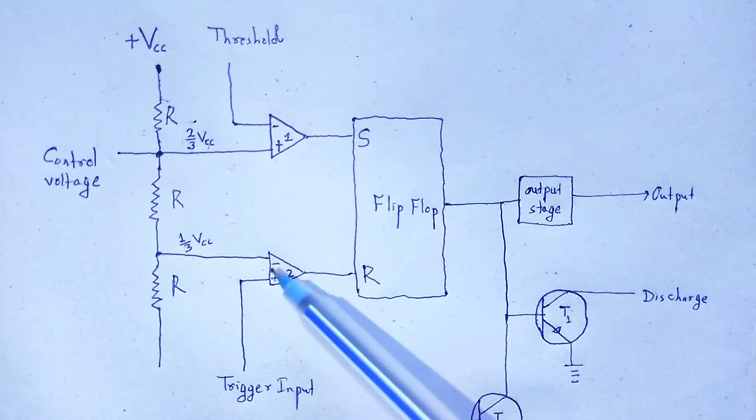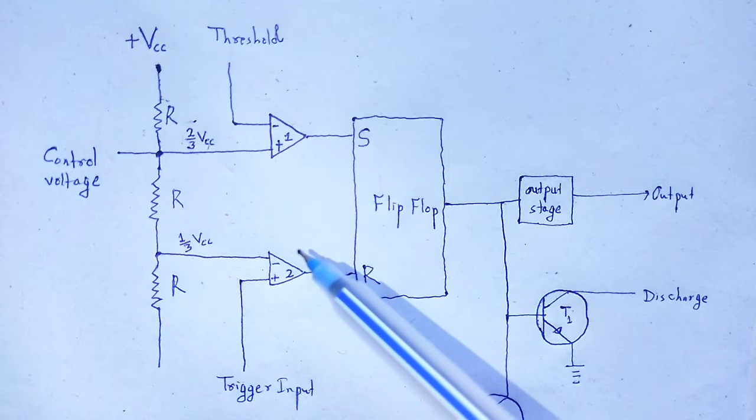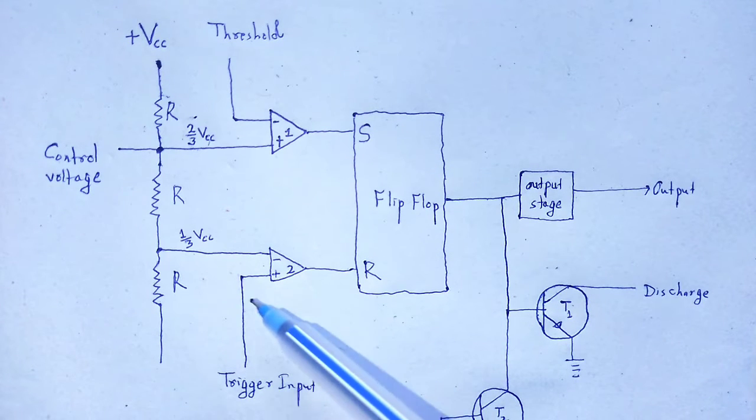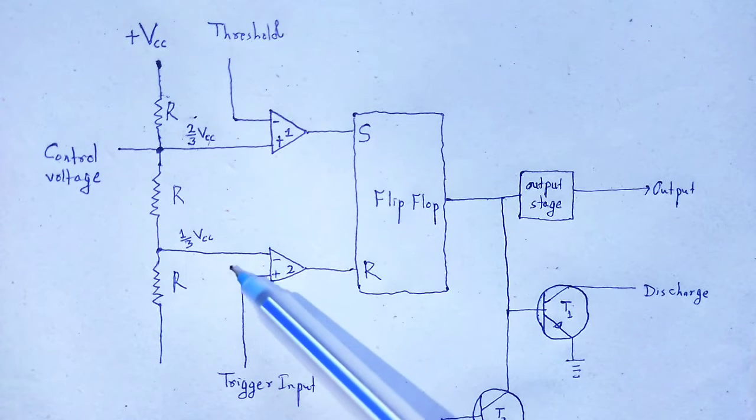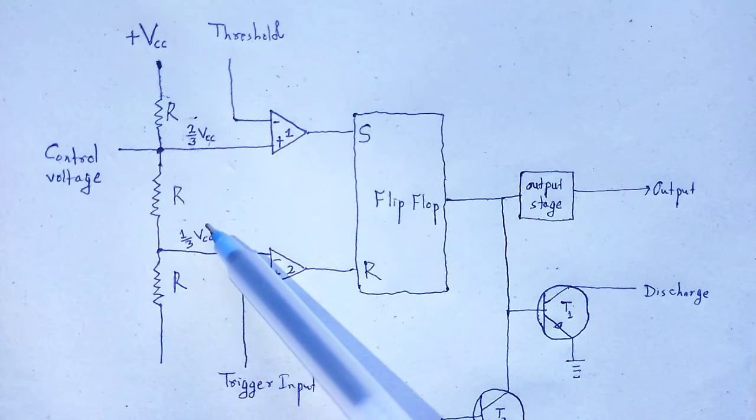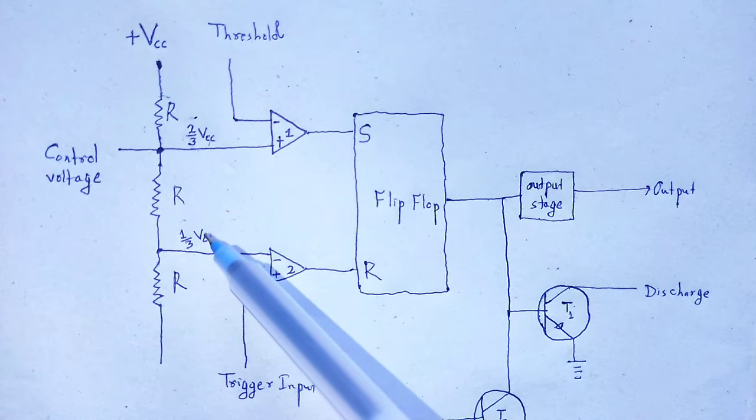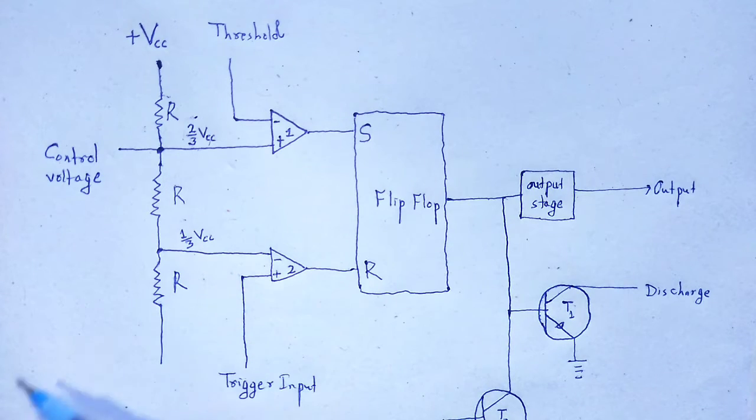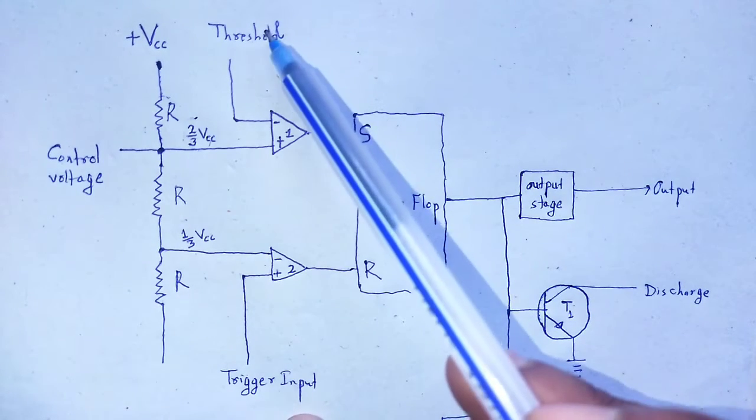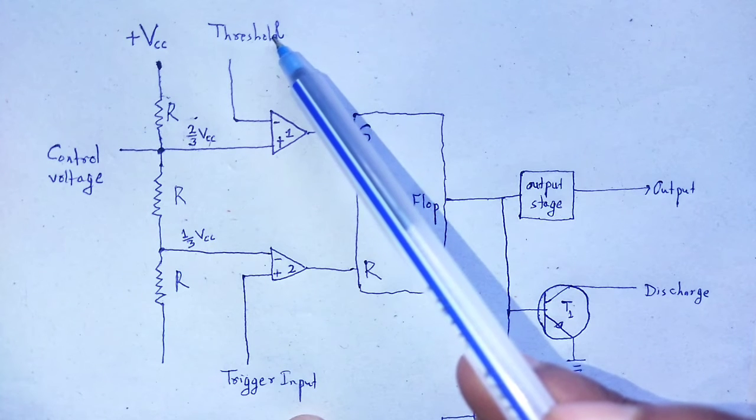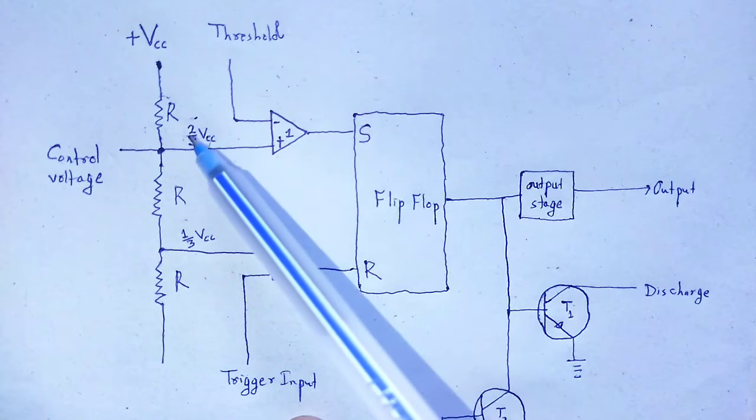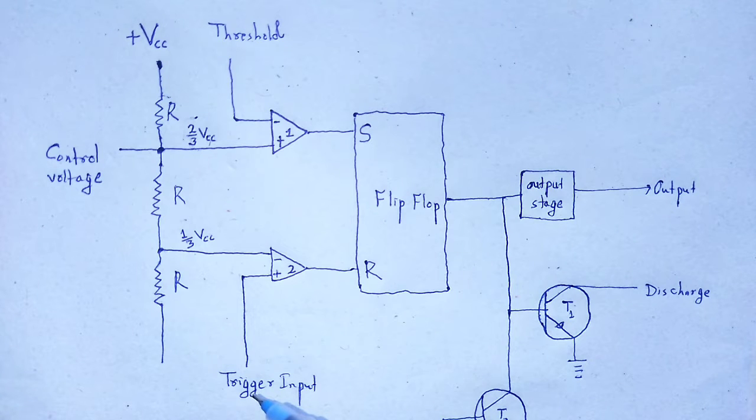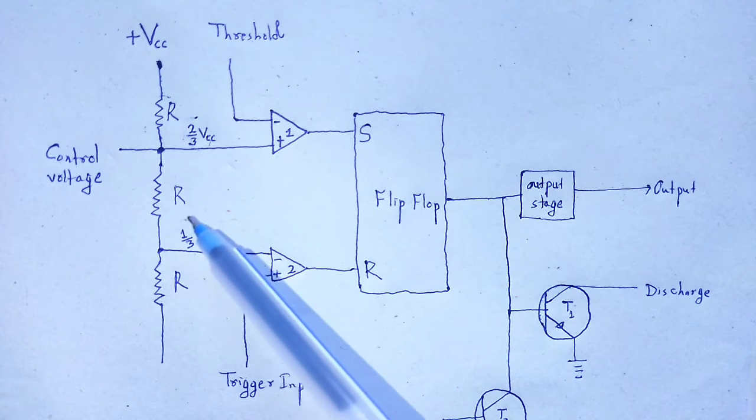Similarly, the second comparator, that is op-amp number 2, compares the trigger voltage with a reference voltage, which is 1/3 of the power supply, 1/3 VCC. In other words, the threshold voltage is compared with 2 by 3 VCC, whereas the trigger voltage is compared with 1 by 3 VCC.